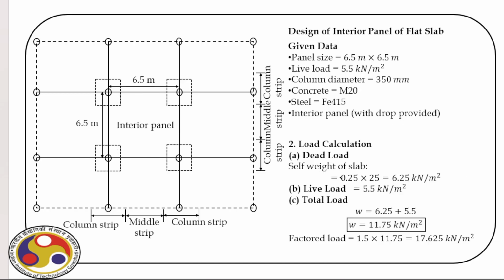Then comes the load calculations. First we have to calculate the self weight of the slab. For that we consider 25 kilonewton per meter cube of density, and then we calculate per meter square, it is 6.25 kilonewton. Then live load is already specified. So we can calculate W, which is the summation of these two, and then we have to find out the factored load, which is 1.5 times this summation of dead load and live load. So ultimately we get the factored load as 17.625 kilonewton per meter square.